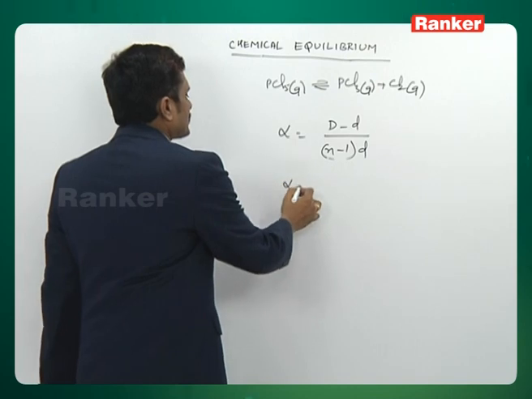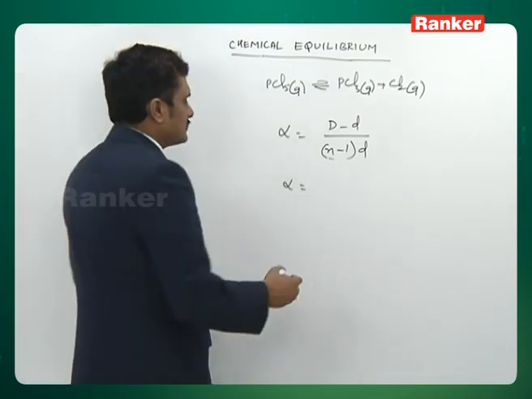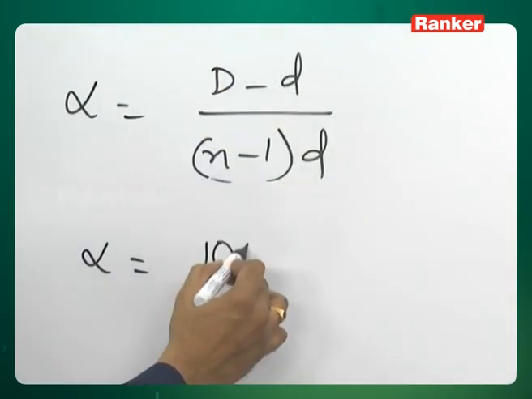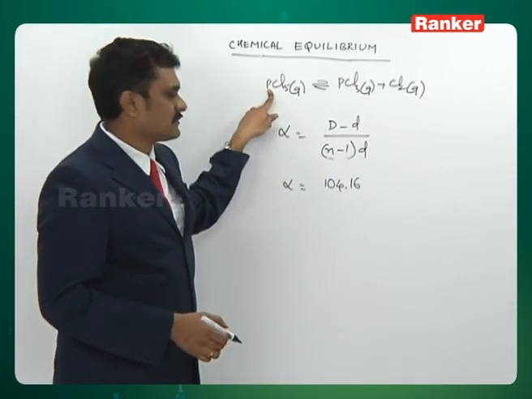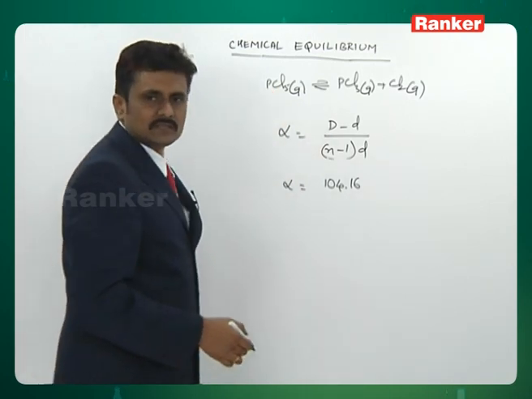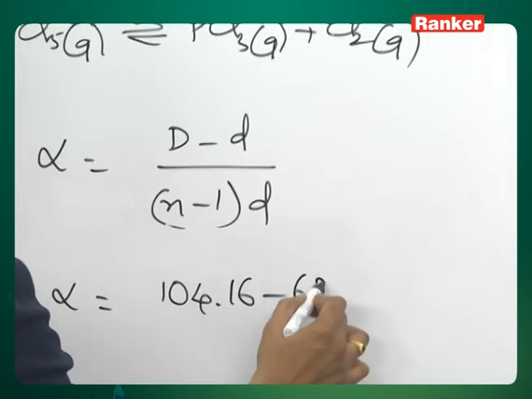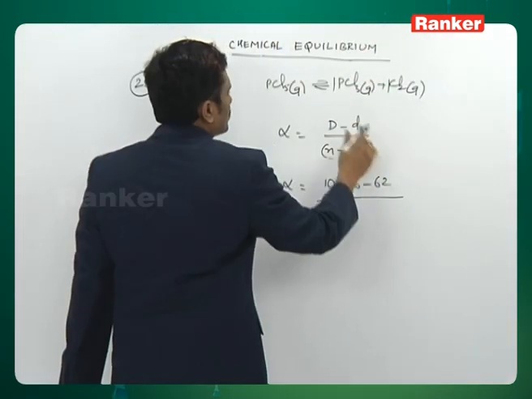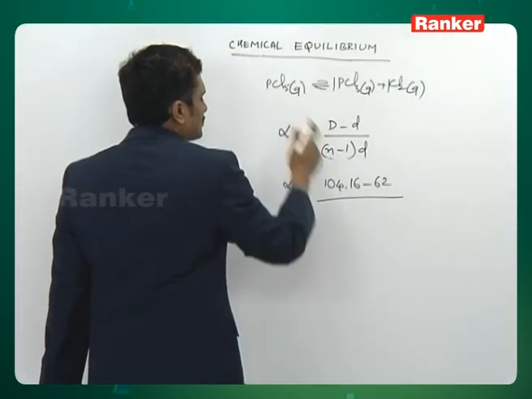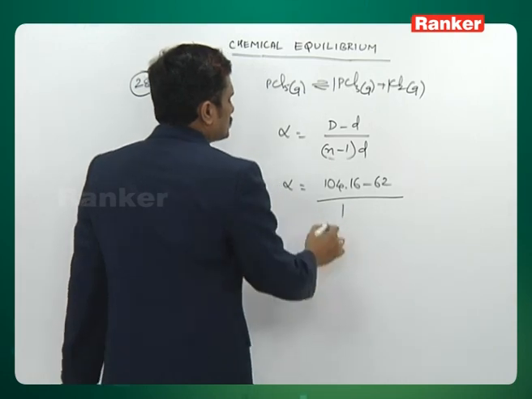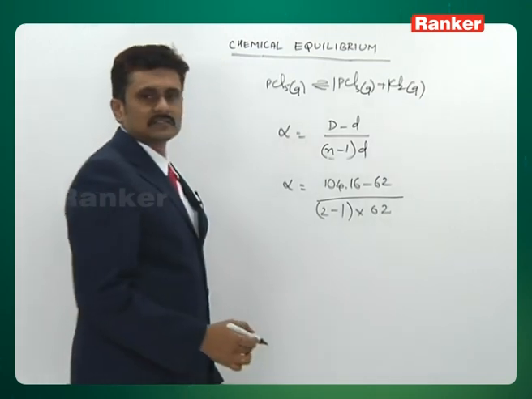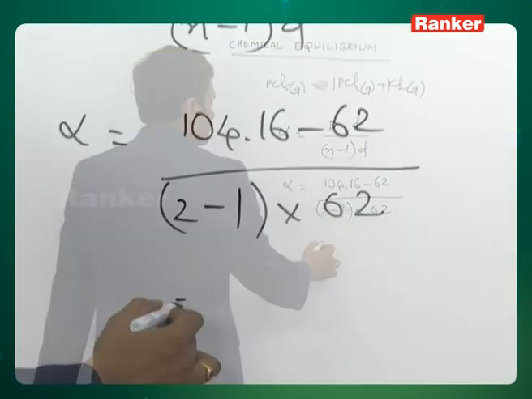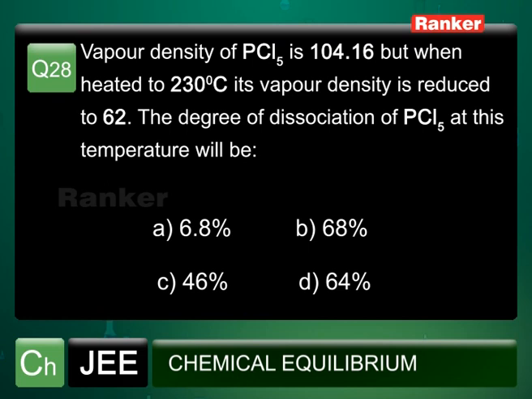It is given in the question that the initial vapor density 104.16 is nothing but the molecular weight of PCl5 upon 2, minus the equilibrium vapor density 62, divided by the n value, the number of moles of the gaseous products obtained from 1 mole of the gaseous reactant, which is 2. Now, simplification of this equation will fetch us the value of alpha as 0.68, that is option B, 68%.